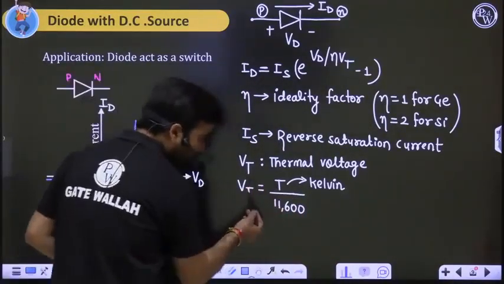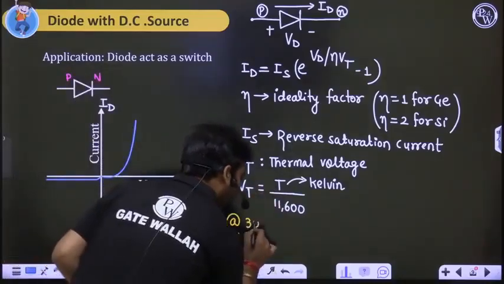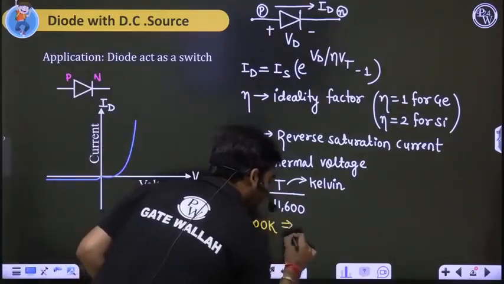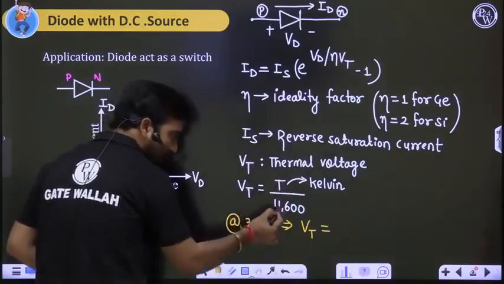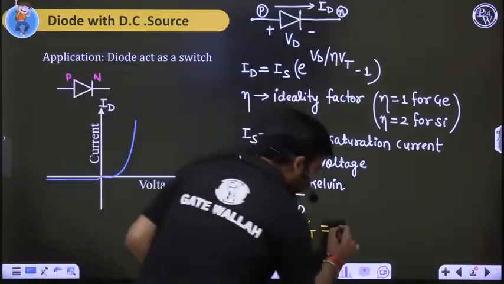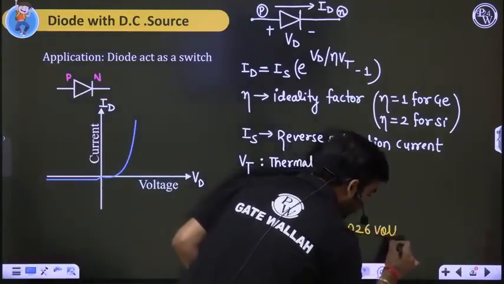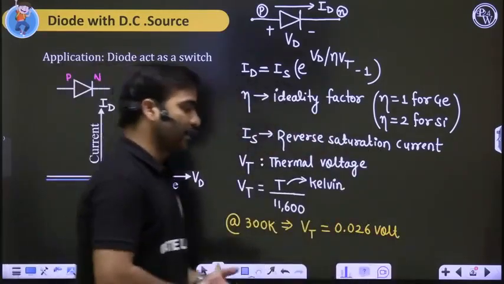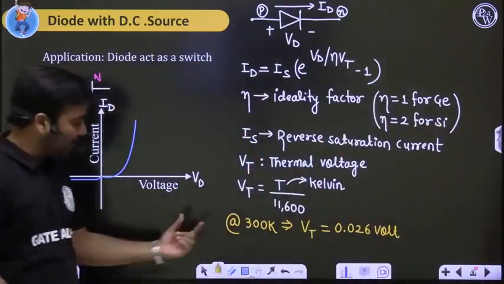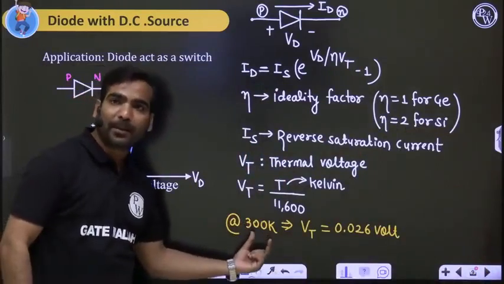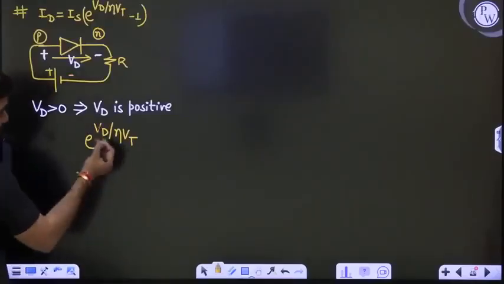Suppose we calculate this VT at 300 Kelvin. What is the value of VT? If we put 300 Kelvin, 300 upon 11,600, it comes to approximately 0.026 volt. This is the standard value of VT at 300 Kelvin, which is also known as room temperature. Now see, e to the power of VD upon eta VT.